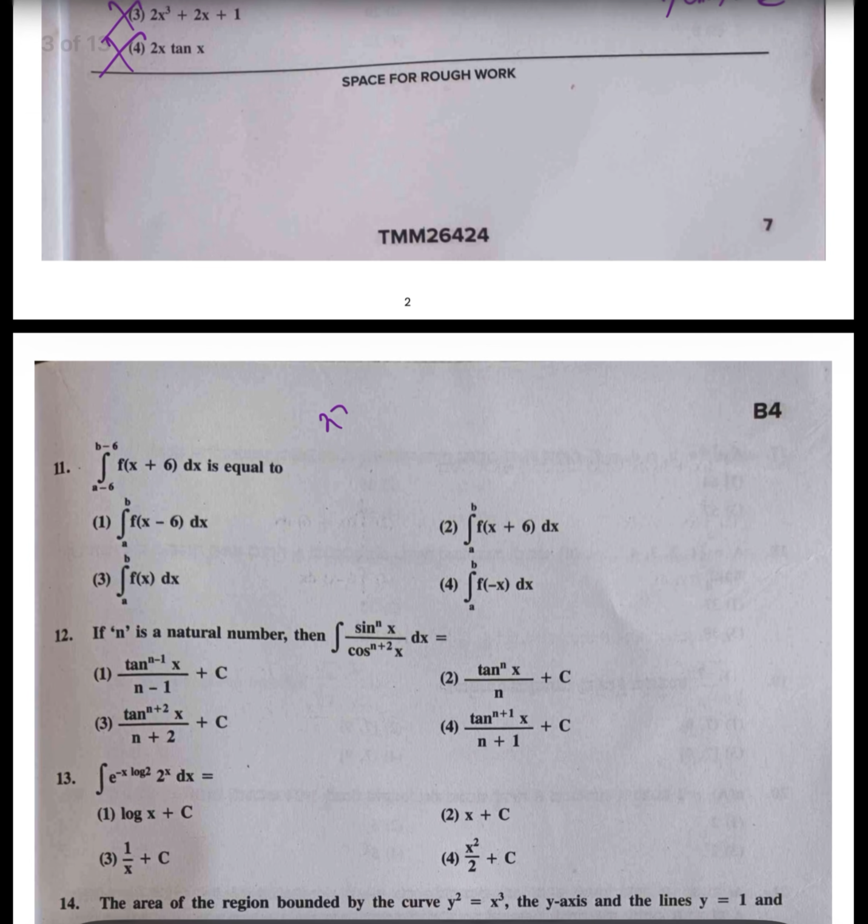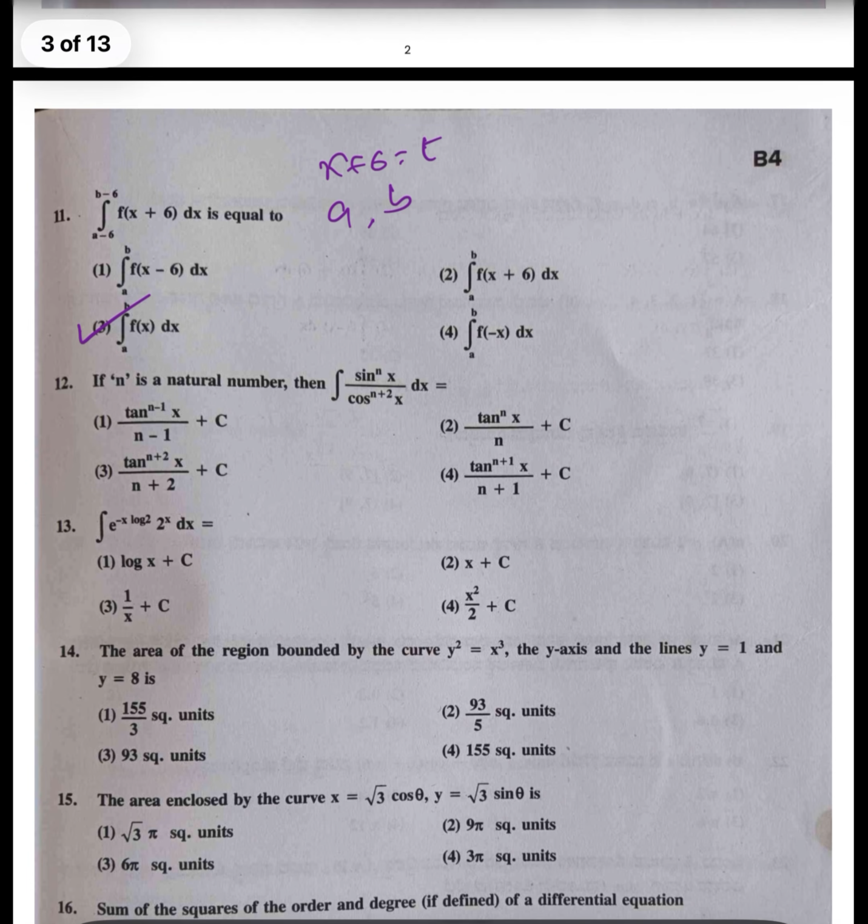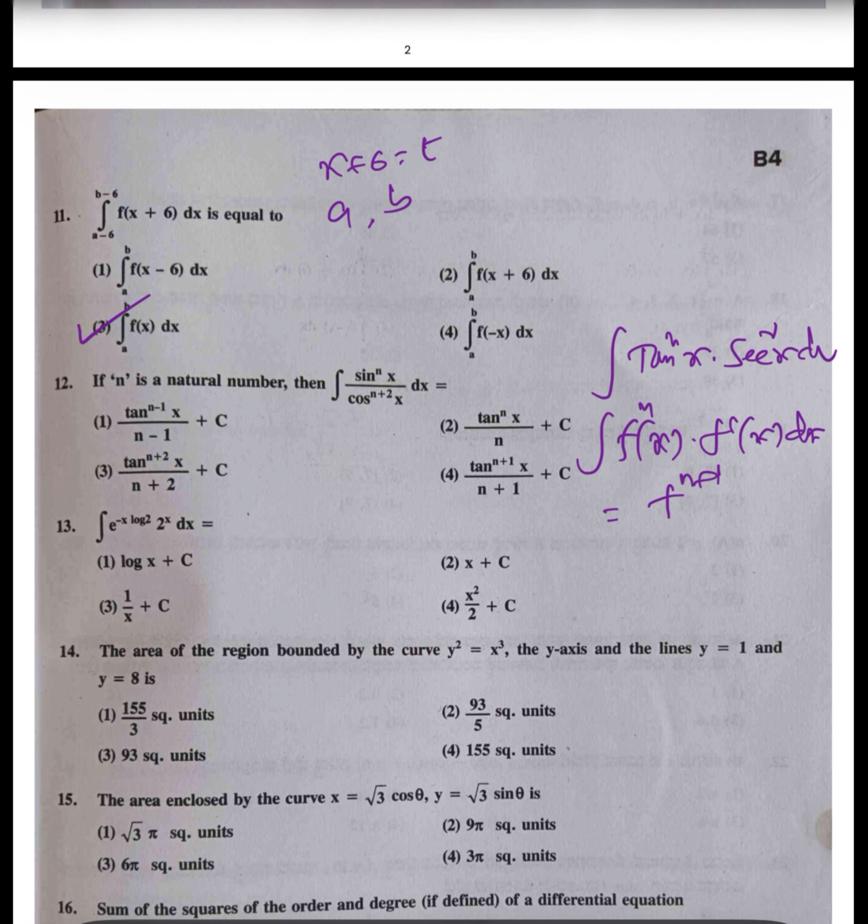So here clearly x plus 6 equal to t, then lower boundary will become a, upper boundary will become b, and dx equal to dt, so that option 3. This one, it is tan power nx into secant square x dx, so that it is under the formula of f of x whole power n into f dash of x whole dx, so that is plus c, so that fourth option.